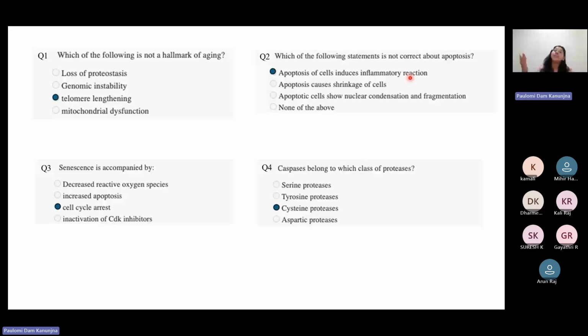Senescence is accompanied by cell cycle arrest. Decreased ROS, definitely not. Increased apoptosis, the cell doesn't go into apoptosis yet. Senescence is basically cell cycle arrest. And inactivation of CDK inhibitors? No, we want CDK inhibitors. This inhibition takes place because of senescence, so there is no inactivation. So the correct answer is cell cycle arrest. And caspases, which we will see now, are basically a class of cysteine protease.